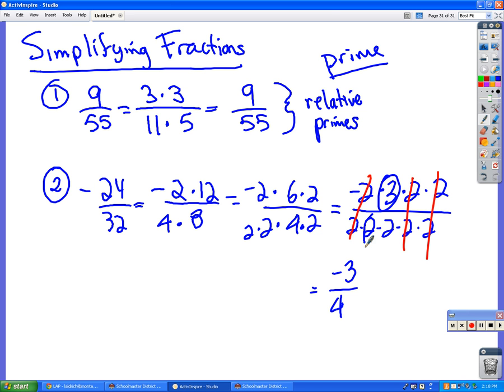Now some of you want to do this a faster way, which is totally fine. What is 2 times 2 times 2? 8. 2 times 2 is 4 times 2 is 8. So a faster way that we could have done it is we could have recognized that 8 goes into both of these numbers evenly. How many times does 8 go into 24? 3 times. So 24 divided by 8 is 3. How many times does 8 go into 32? 4 times. And so that works like that also.